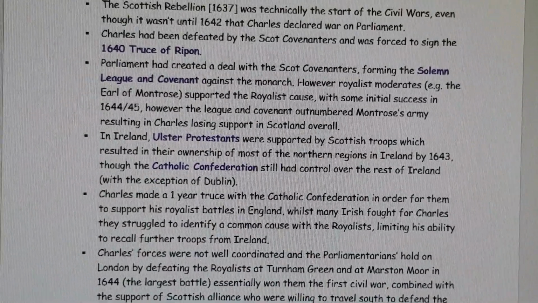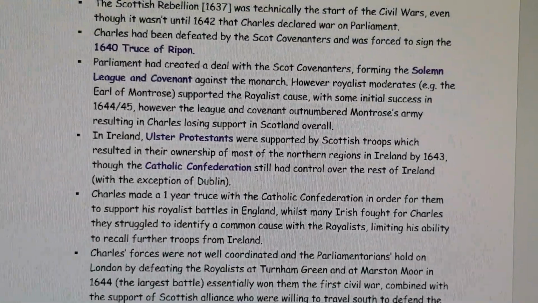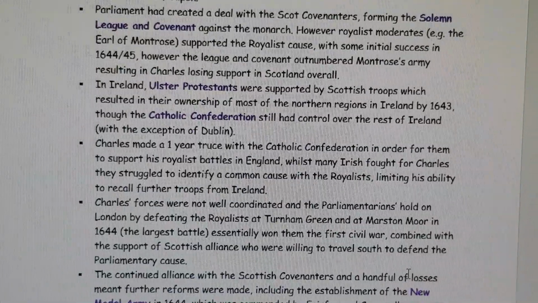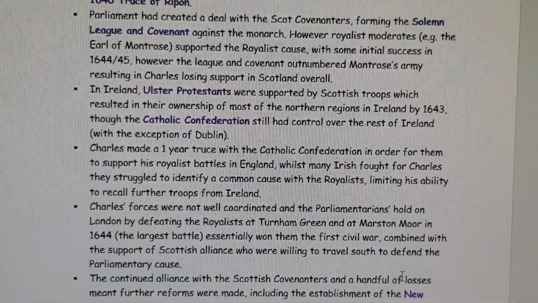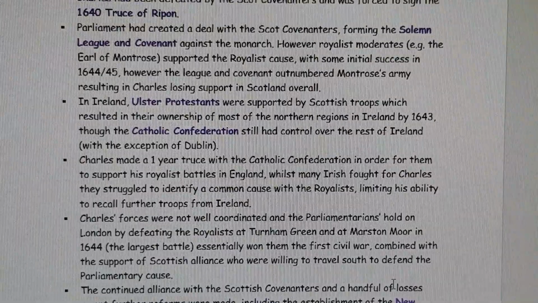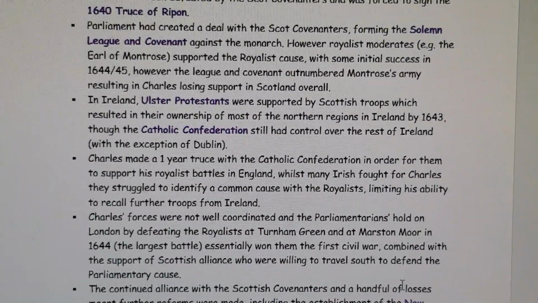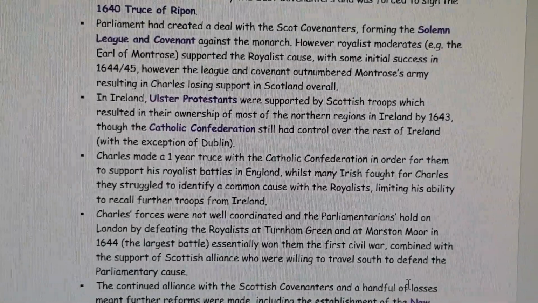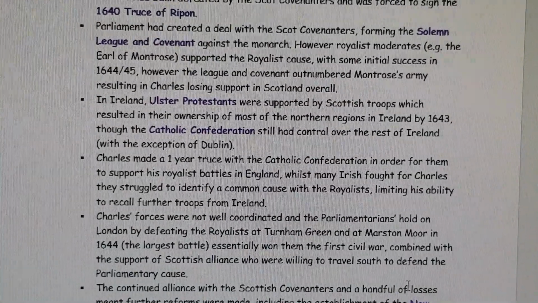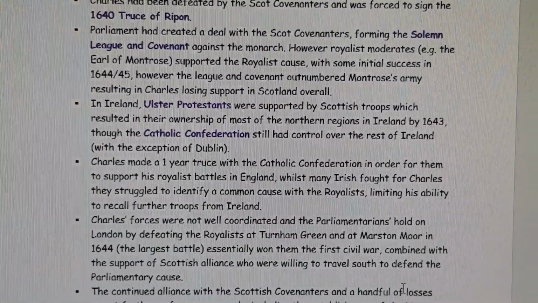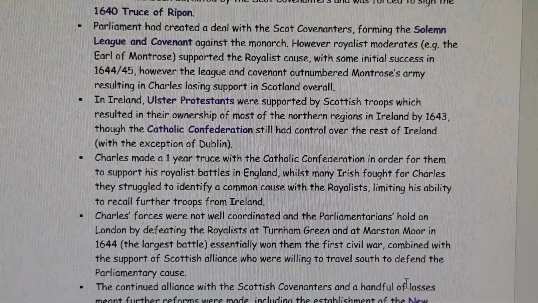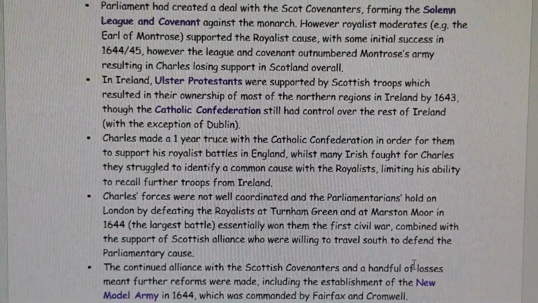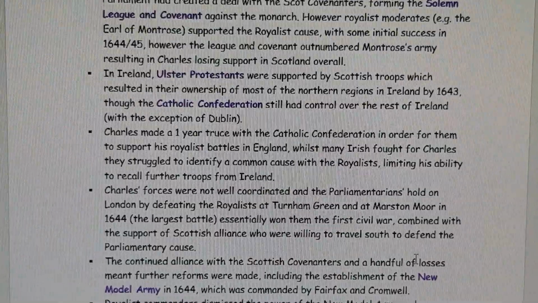So whilst, yes, Ireland did support Charles for a period of time, it's not a consistent feature of support throughout the entire war. And as a result of that, you could argue that the royalists were bound to be defeated because of the outnumbering of military troops. Likewise, Charles's forces were not well coordinated, and the parliamentarians' hold on London, by defeating the royalists at Turnham Green and at Marston Moor in 1644, which was the largest battle, essentially won them the First Civil War, combined with the support of the Scottish Alliance, who were willing to travel south to defend the parliamentary cause.